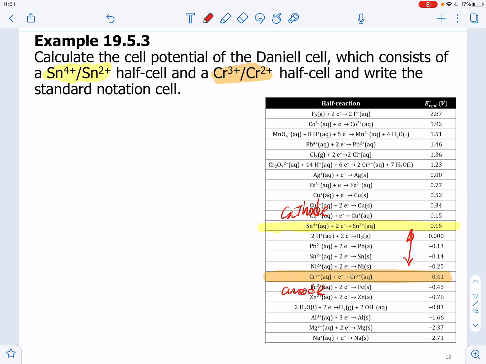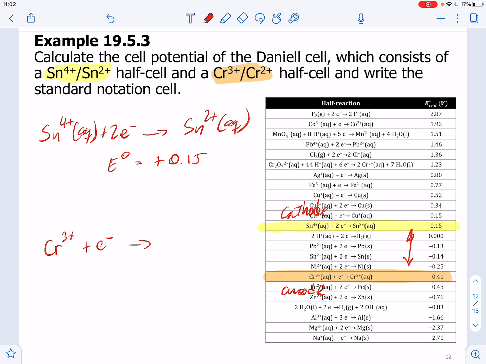So you pretty much will have the oxidation of chromium 2 plus to chromium 3 plus, and you're gonna have the reduction of tin 4 plus to tin 2 plus. Okay, so if we write those down, we have tin 4 plus plus 2 electrons go to tin 2 plus, and notice there is no solid involved in this reaction. The potential of this half reaction is equal to plus 0.15, and then we have chromium 3 plus plus 1 electron that goes to chromium 2 plus, and the potential for this one is equal to minus 0.41.